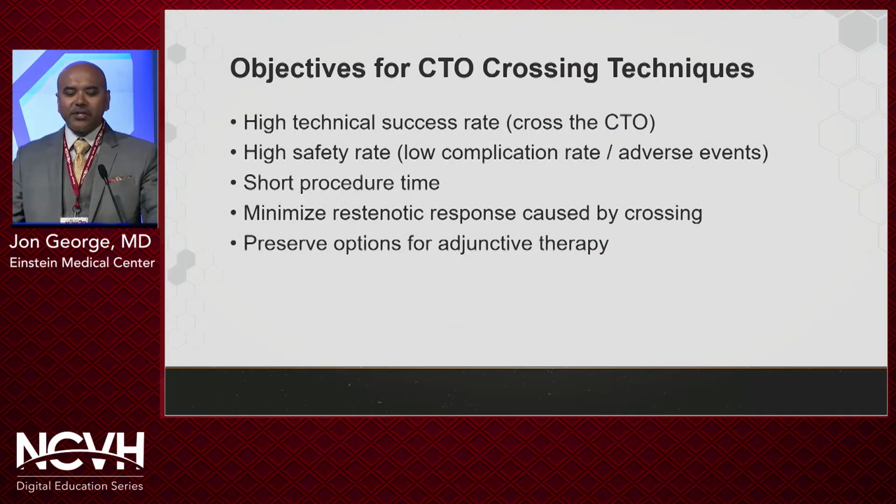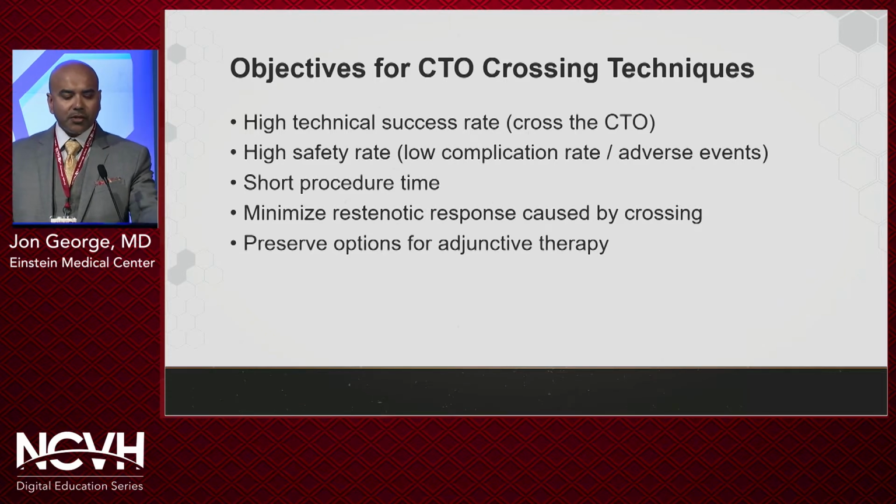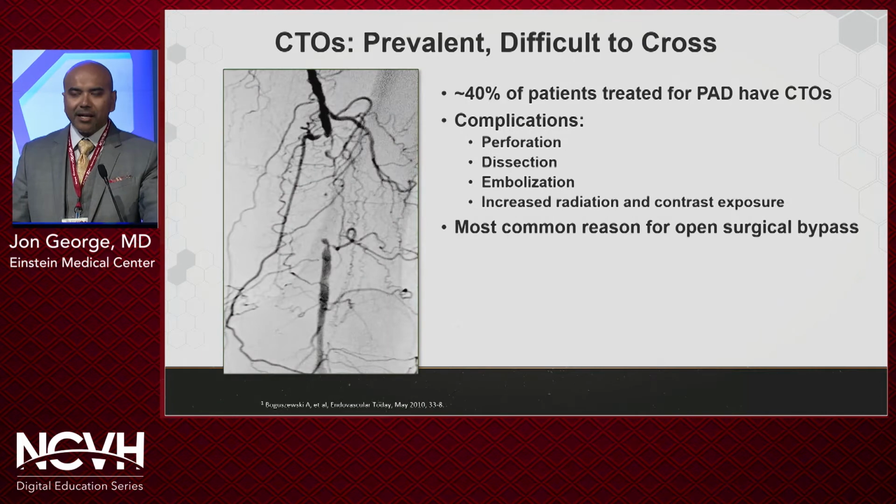So here are the objectives for CTO crossing techniques. High technical success rate to cross the CTO. High safety rate, obviously we want low complication rates and low adverse events. Procedure time is a big component of what we do in CTO interventions, and we want that to be small. And minimize restenotic response following crossing with whatever intervention that we do, and preserve options for adjunctive therapy. So how can we achieve that?